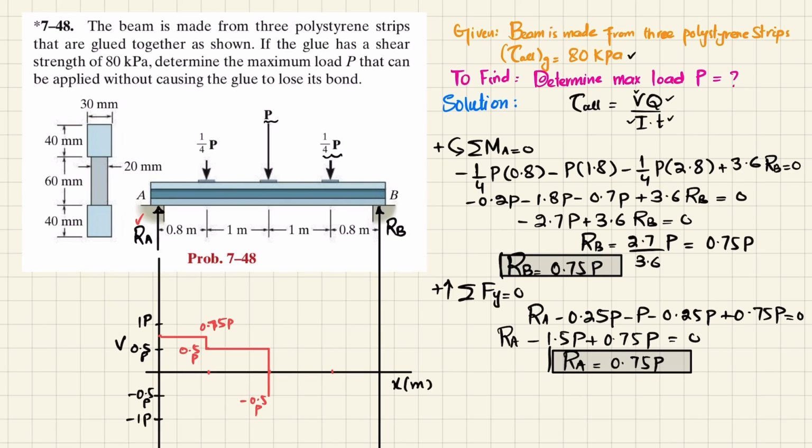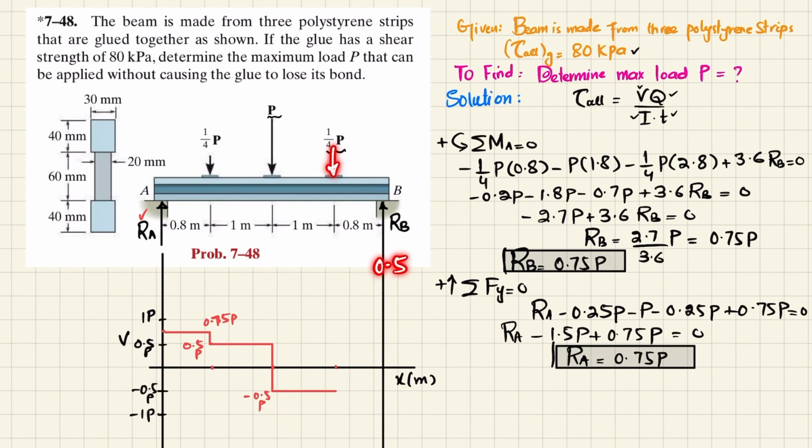Okay, now moving from this mid till this point, you'll have the same horizontal shear force, but at this point you have minus 0.25p. So minus 0.5p minus 0.25p will be equal to minus 0.75p. So shear force will change from minus 0.5p to minus 0.75p at mid, and then it will remain the same. And at the end you have Rb, which is plus 0.75p, which will bring it to zero. So this is your shear force diagram.